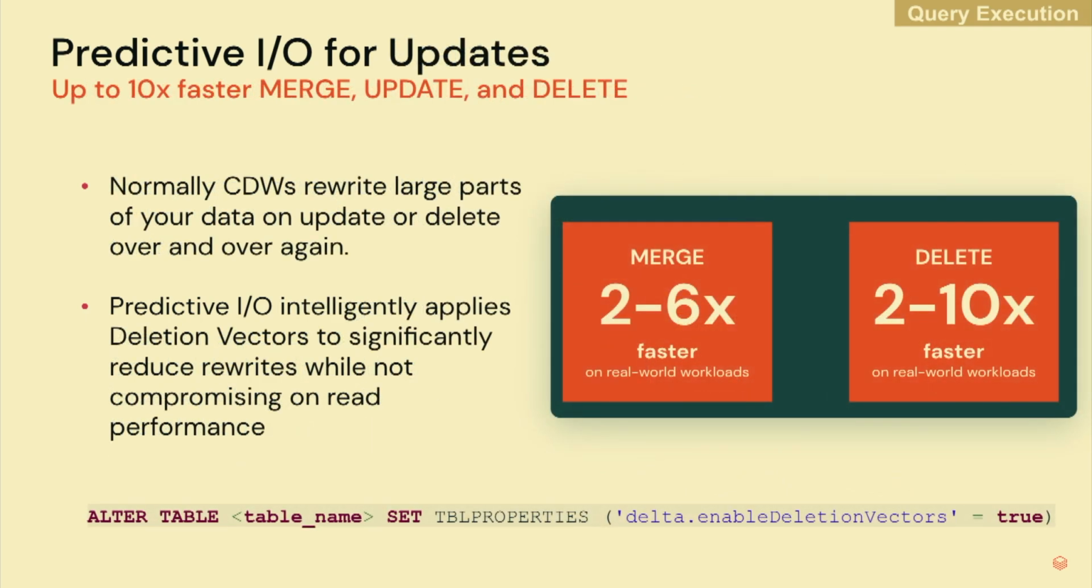All right, and now predictive I/O for updates. This one I'm extremely proud about because merges used to take forever. I mean, yes, we created Delta Lake because doing updates on the lake sucked. And then Delta Lake was a much better way of doing updates or merges, upserts on the lake. However, if you had 1,000 rows in a single file and you only had to update a single one, you'd effectively be copying 999 rows when you're writing out this new file.